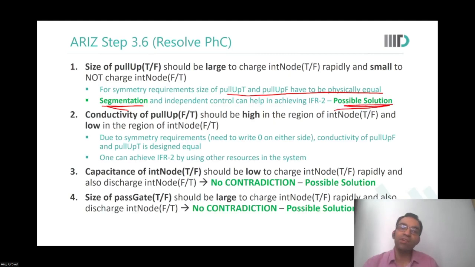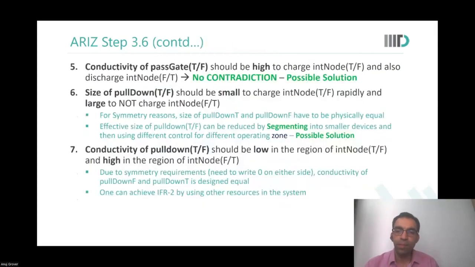Then it says conductivity of this should be high in this region and low in that region. So due to symmetry requirements, conductivity is designed to be equal. But can I achieve IFR2 by using other resources in the system? We do not know. Then 3 and 4, we said there was no contradiction, so there are clearly solutions that are possible there. 5, again, there's a solution that is possible there.